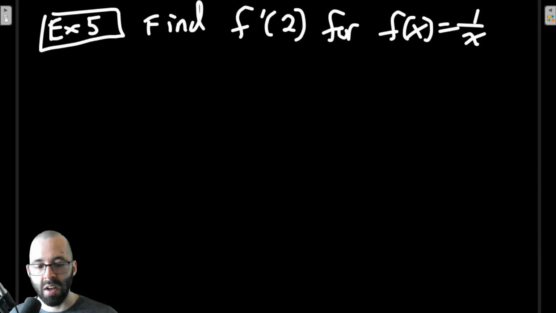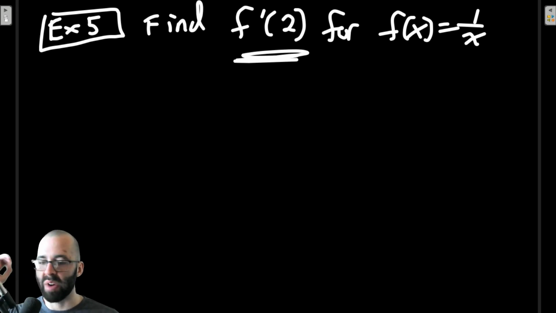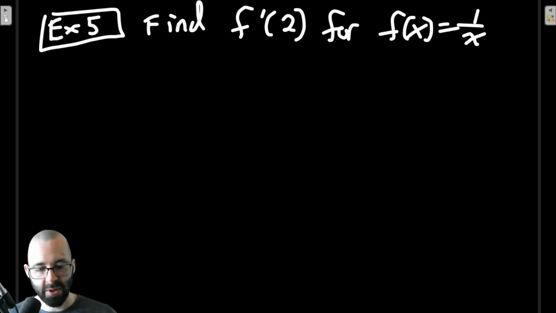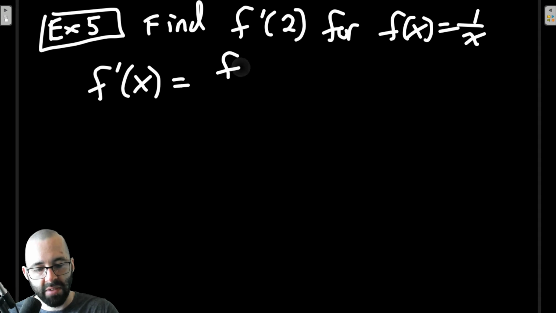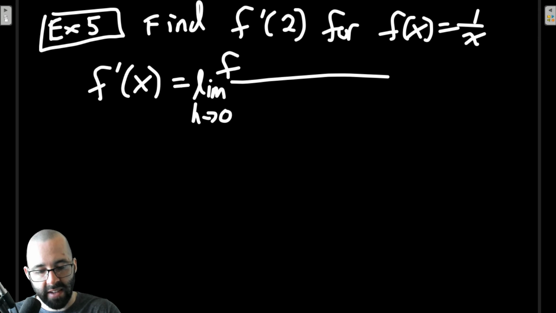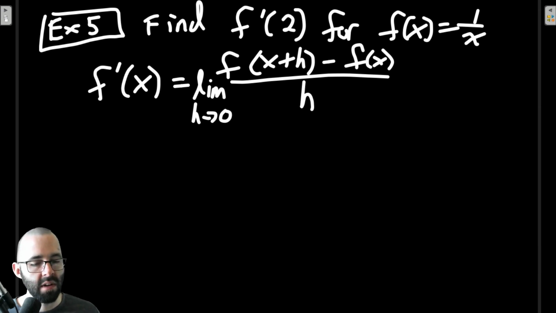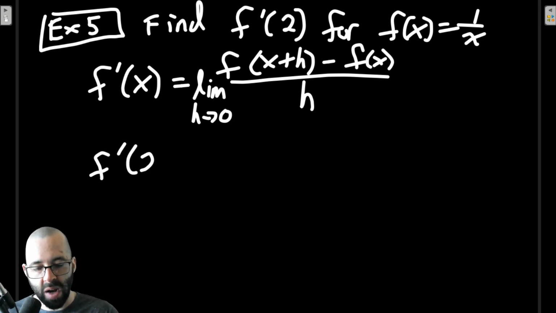Okay. Well, we don't care about the slope function now. We only care about the slope at this specific point. All right. It's going to be very similar. So f prime of x is equal to the limit as h goes to 0 of f of x plus h minus f of x all over h. But we don't care about the slope at any x. We only care about the slope at 2. So let's look at f prime of 2.